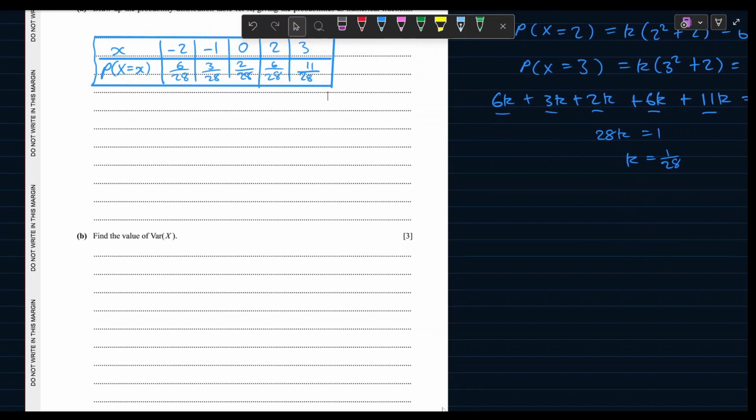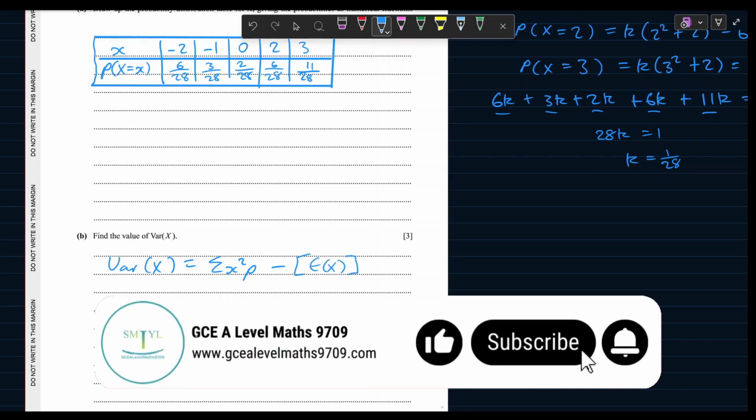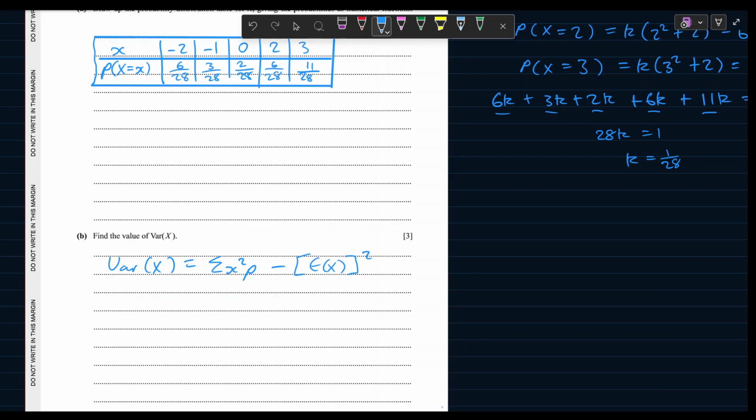Now part B says find the value of var of x. So to get var of x, it's going to be equal to the summation of x squared p minus our expectation of x squared. So we first need to find our expectation of x. Our expectation of x is the summation of x p. So let's find our expectation.